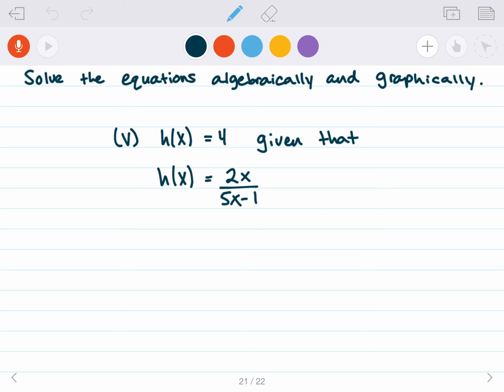Okay, so we want to solve the equations algebraically and graphically given h of x is 4 and h of x is 2x over 5x minus 1. So when we first started looking at function notation, we said that f of x, g of x, h of x, all of these things basically mean y. So if it makes it easier for you, you can go ahead and replace h of x with y. Now, since y equals one thing, which is 4, and y equals another thing, 2x over 5x minus 1, we can set those two things equal to each other because they both equal y.